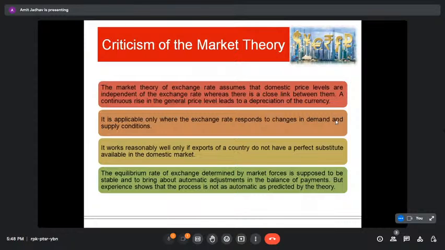Next, it is applicable only where the exchange rate responds to changes in demand and supply conditions. So it is only applicable.